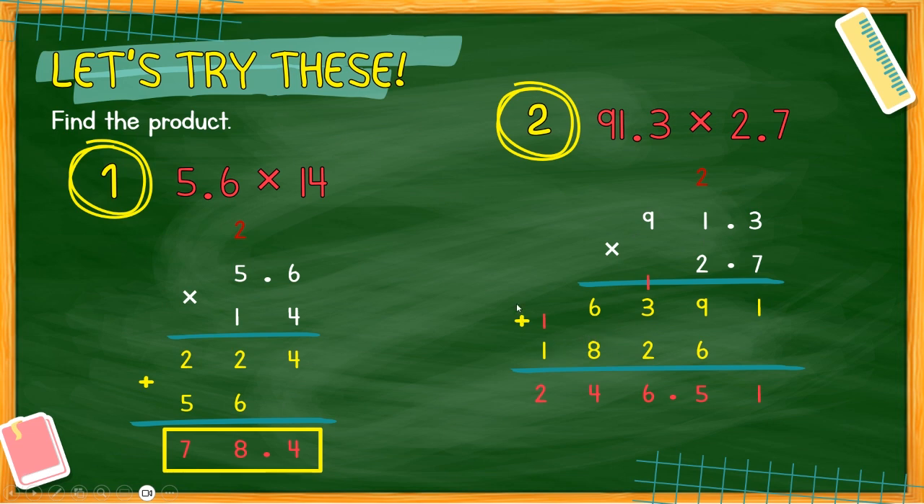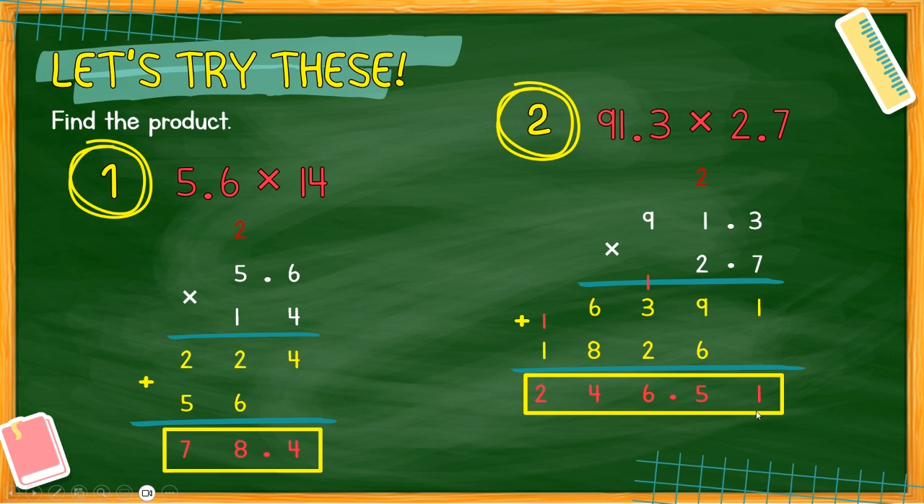Okay? Now proceed to the addition process. Bring down 1. 9 plus 6, the answer is 15. 5, regroup 1. And then 1 plus 3 plus 2, the answer is 6. And then 6 plus 8, the answer is 14. 4, regroup 1. And then 1 plus 1, 2. And then let's count the number of decimal places. The first number has 1, and the second number also has 1. Therefore, 1 plus 1, the answer is 2. Then move the decimal 1, 2. Therefore, the final answer is 246 and 51 hundredths.